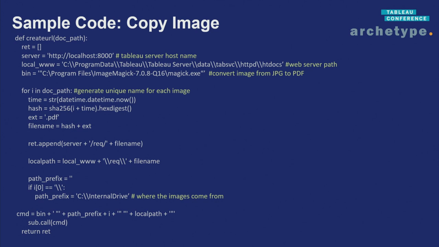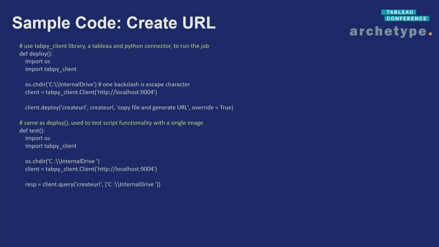Then, at the same time, the script is going to generate a unique name for each of the images to store in the web server folder. And of course, we cannot miss a very important part, which is pointing to the path to the internal drive, which is the very end part of the script. It is giving you the exact path to the internal drive. So this part of the code is just copying the images from the internal drive and pasting them into our web server folder. The next part of this code is creating the URL.